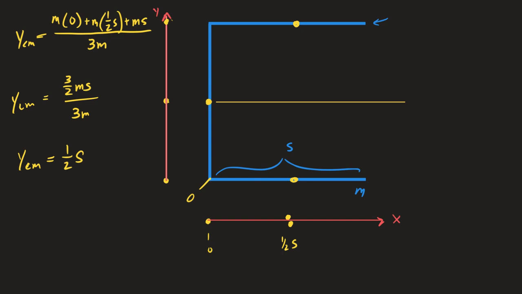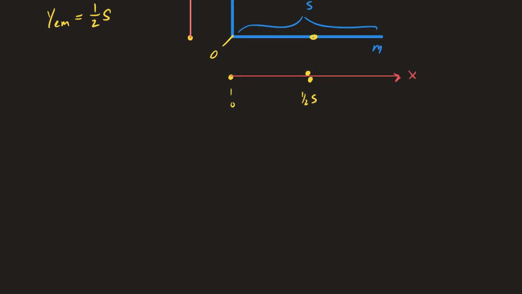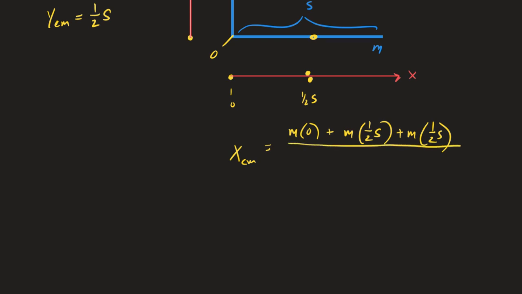Now let's do the x direction. In the x direction, x center of mass. I've got one of the m's located at 0. One of the m's is located at 1/2 s, and the other mass is located at 1/2 s. Right? Both of these are at the halfway mark. Divided by 3m. So can we all see that this is going to be 1/3 s?